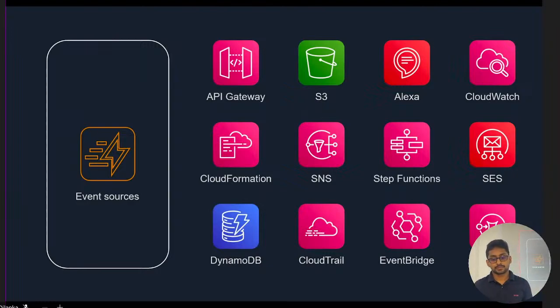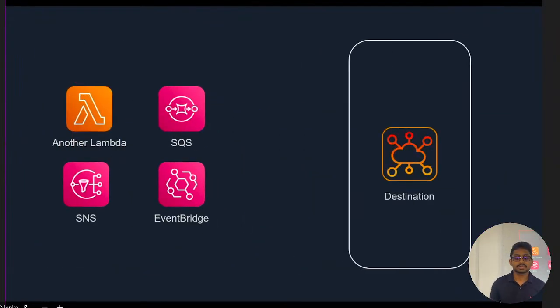So let's see what are the event destinations that we can use. Mainly, there are four services we can use as a destination. Of course, we can use another Lambda function as the destination. We can call another Lambda function from inside a Lambda function. There is SQS, which is the Simple Queue Service provided by AWS, and there's SNS and EventBridge as well.